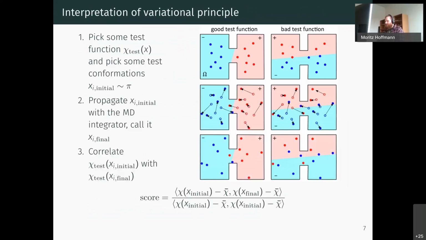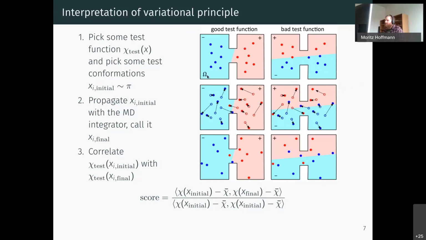Okay, so let's try to give you a little bit of an intuition. This very nice example also goes back to our colleague Fabian. So let's say we have some kind of battery, right, with charged particles left and right. And we want to look at two test functions, and we want to score these two test functions. Now, what does the VAC score do?